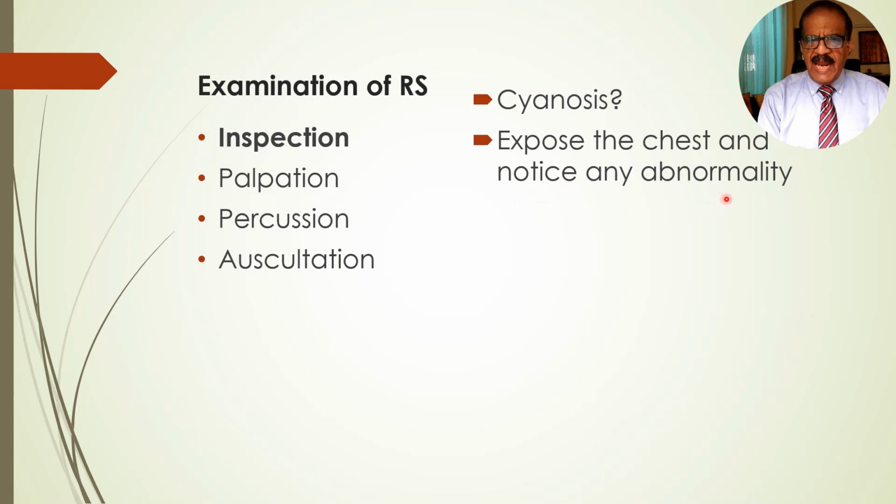Expose the chest and notice any abnormality. For that, you need to learn the normal shape of the chest. Now, if you examine multiple healthy people, you would know what is the normal shape of the chest. Normally, the AP diameter is almost 2/3 of the lateral diameter. Now, whatever type of your body physique may be, you may be tall, you may be stout, but normally AP diameter is less than the lateral diameter.